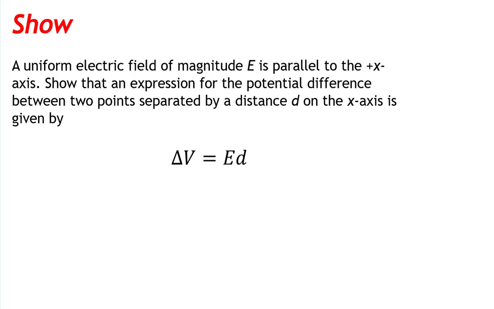A uniform electric field of magnitude E is parallel to the positive x-axis. Show that an expression for the potential difference between 2 points separated by a distance d on the x-axis is given by delta V is equal to the product of the magnitude of the electric field and the distance between the 2 points.